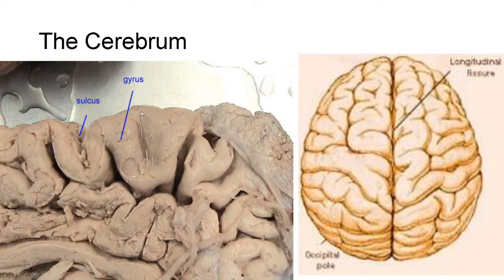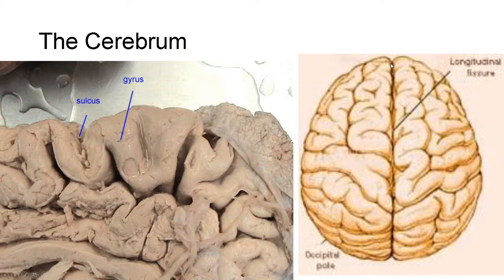Here you can see the gyri. The gyri are convex and the sulci are concave. Basically the gyri stick out, the sulci are depressions. Gyrus singular, sulcus singular. And then here in the brain you can see the longitudinal fissure, which is this deep depression that separates the left hemisphere from the right hemisphere.